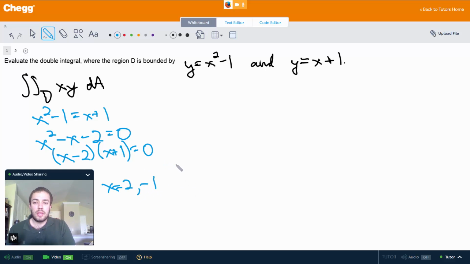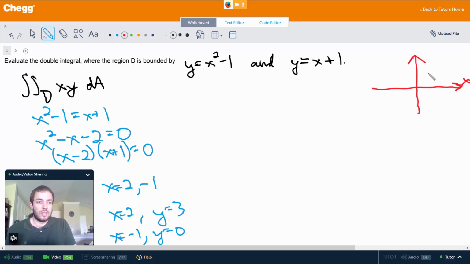All right. Now, when x is 2, what's y? Well, since 2 and negative 1 are the values of x where these two intersect, we can use either of these to get the corresponding y coordinate. And this one will be much simpler because it's just x plus 1. So when x equals 2, we have y equals 3. And when x equals negative 1, we have y equals 0. So now we can use that to draw a more accurate picture of what's happening. So let's go ahead and do that.